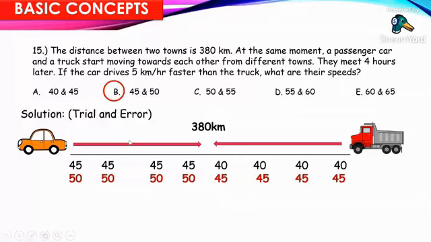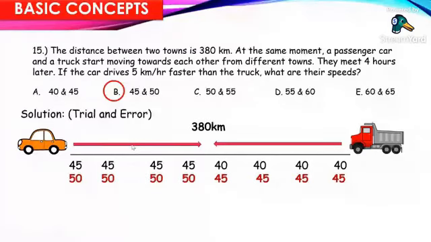So si Ma'am Jane is 380 divided by 4, so that's 95. And then, ang speed ng isa is 5 kilometers greater than the other. So just divide mo yung 95 in a ratio wherein yung isa is mas mabilis ng 5 kilometers per hour sa isa. So that's 40, 45, and 50. So sagot po natin is letter B, 45 and 50.